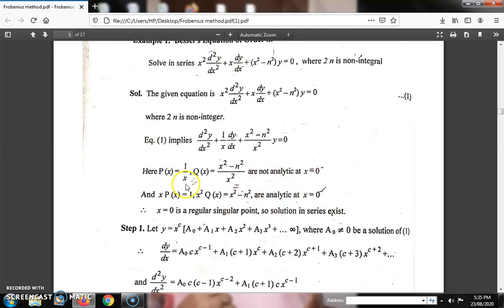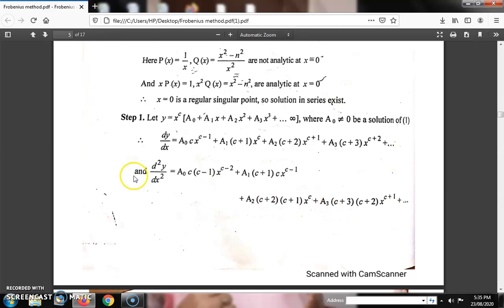So you have proved that x equals 0 is a regular singular point, so a solution in series exists. Now, students, you have to take y as the solution: y = x^c (a0 + a1 x + a2 x^2 + a3 x^3 + ... up to infinity), where a0 is not equal to 0. The only difference is the factor x^c.